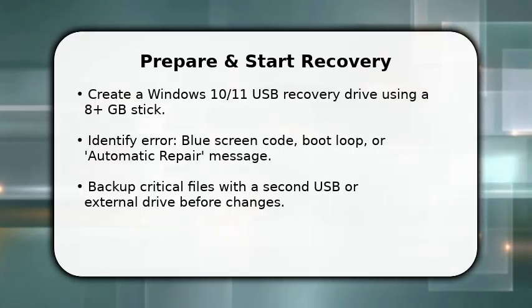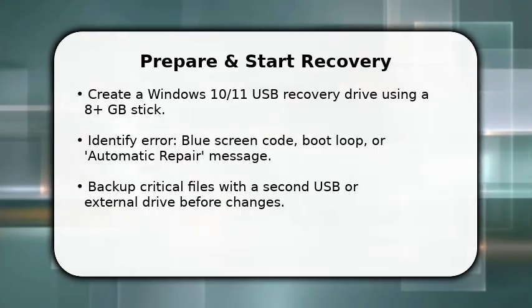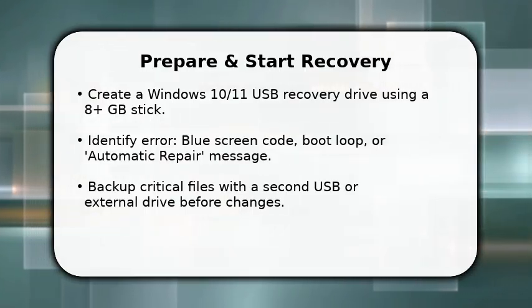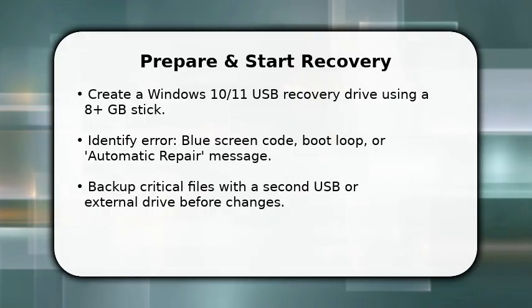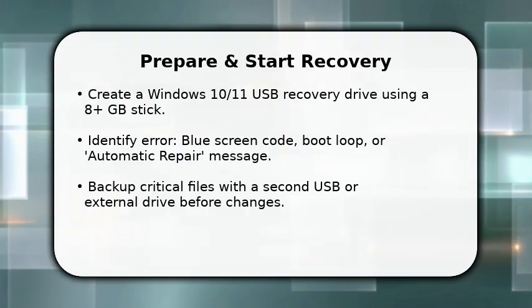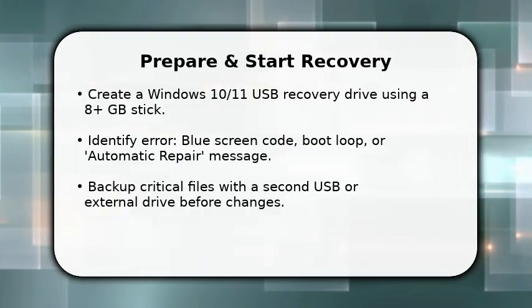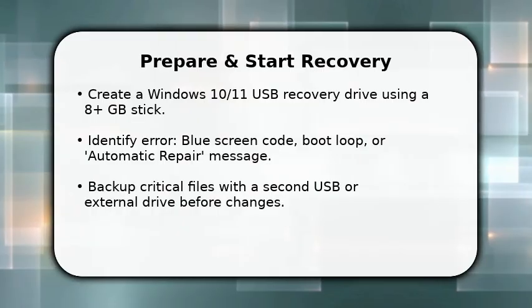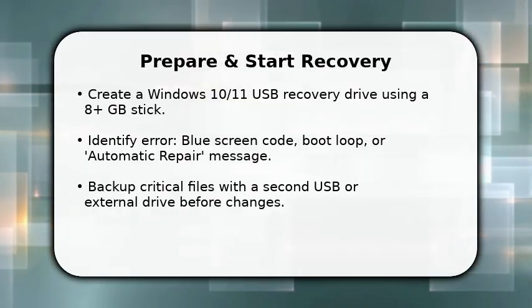You begin with a recovery USB and the error details in hand. Plug in the recovery drive and restart while holding the boot key. Choose USB boot. Once the media loads, select Repair your computer, not Install. You do this because Repair exposes tools that target the bootloader and system files without reinstalling Windows.